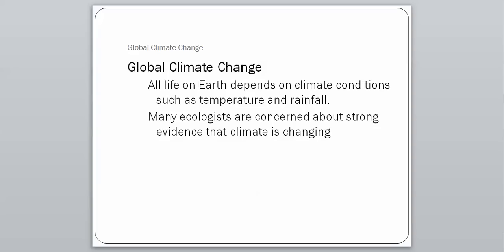Our second concern is global climate change, and this is probably a major one. All life on Earth depends on climate conditions such as temperature and rainfall. There are all different organisms living in different parts of the world, all needing different types of temperature and different amounts of rainfall, and many ecologists are concerned about strong evidence that this climate could be changing.